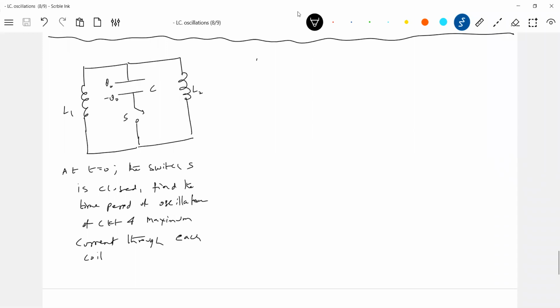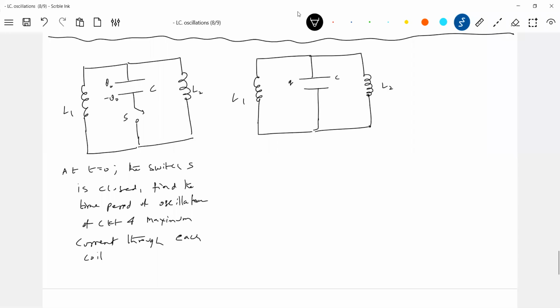I'll proceed like this at any time t. After closing the switch, the capacitor starts discharging through both the coils L1, L2. This is C. Let this be plus Q, minus Q. The current here, let it be I. Current in this branch, let it be I1. Let it be I2. So this will be plus minus plus minus. I'm treating the inductor like a circuit element.